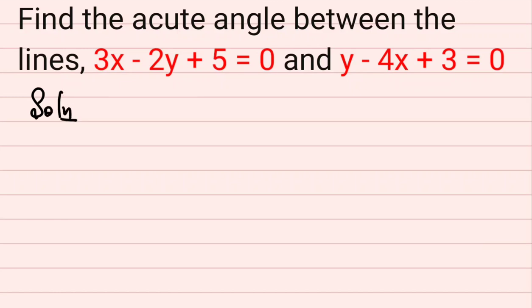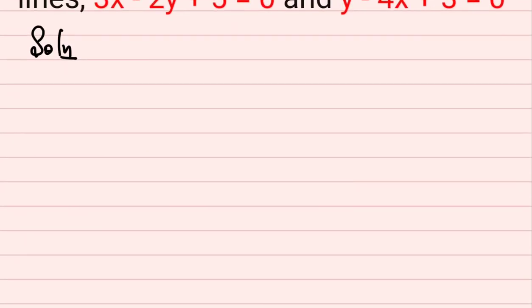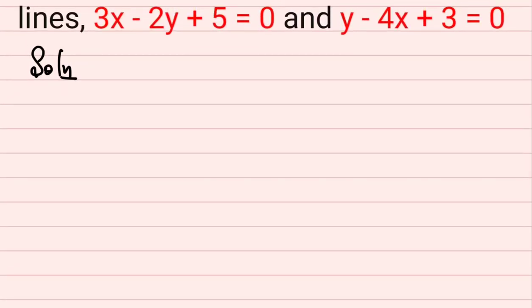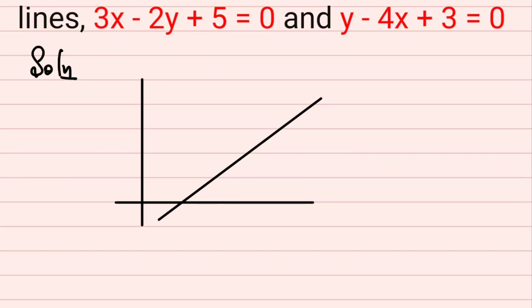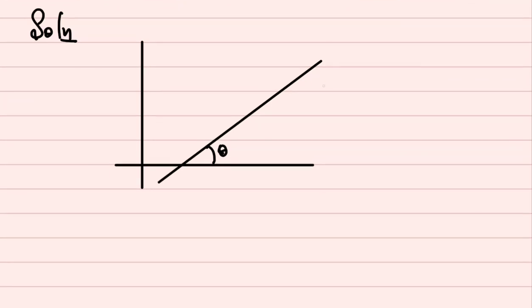For you to actually find the angle between two lines, you need the knowledge of the angle that a line subtends with the horizontal. Now, watch. If I have a line, and I wish to find this angle that it subtends with the horizontal, this is what I need to know. Do you know we can actually find the gradient of this line?